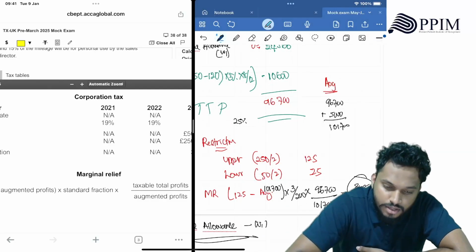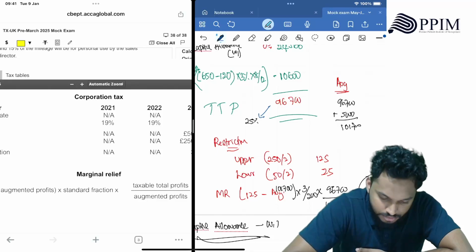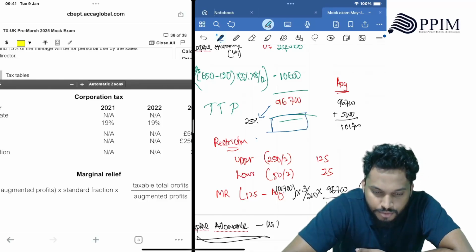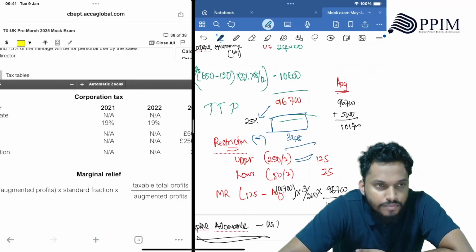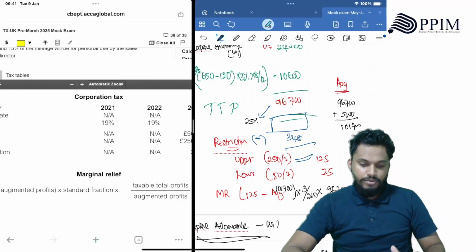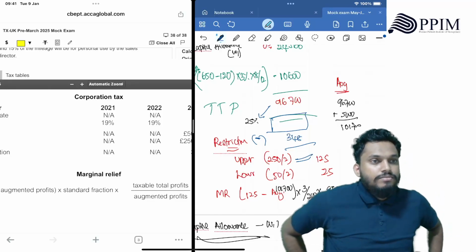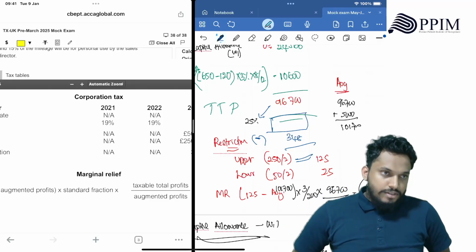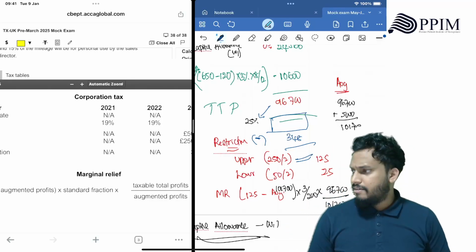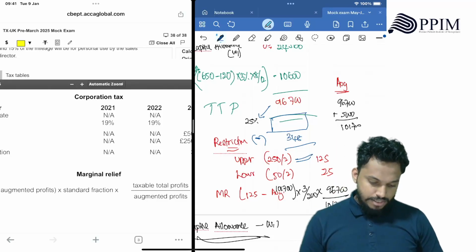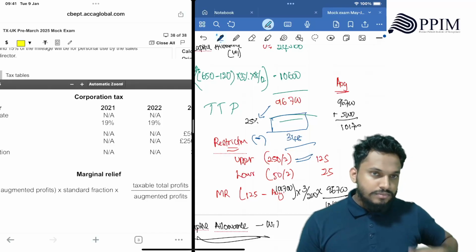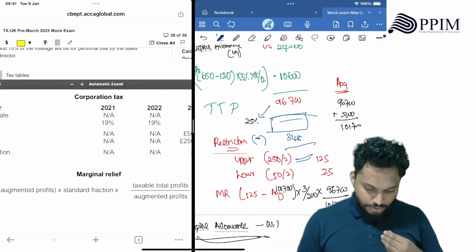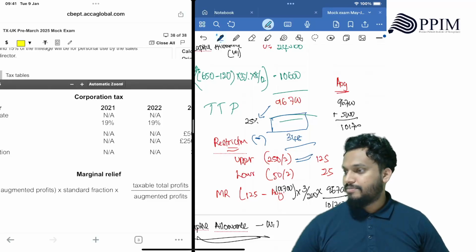This would be the easiest way. Calculate the 25% on this, so that is the amount that needs to be taxed. From that, deduct this 348. That's why we are taking the marginal relief in this question, and the final answer will be whatever you are adjusting. So take 25% of 96,700, minus 348 is your answer.